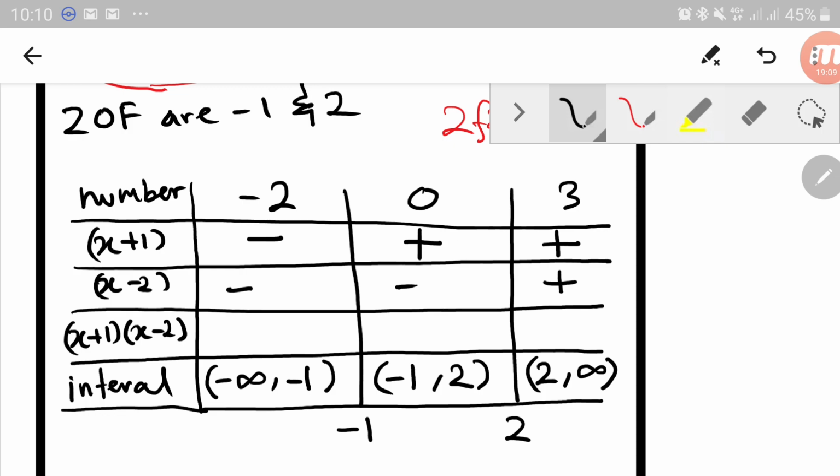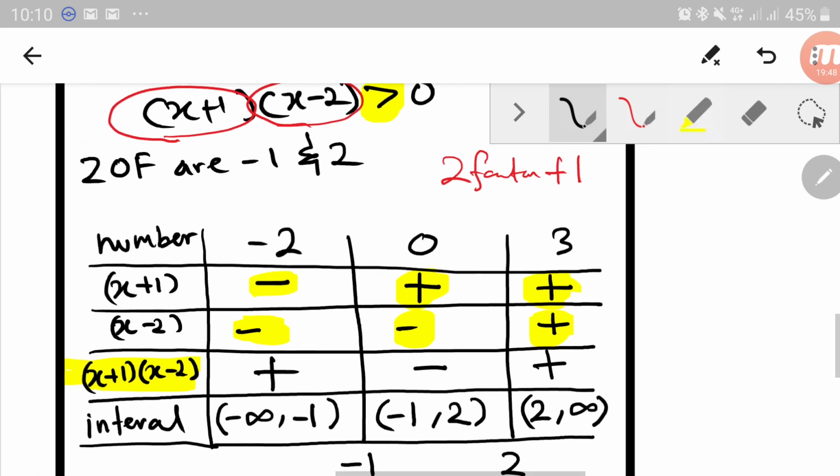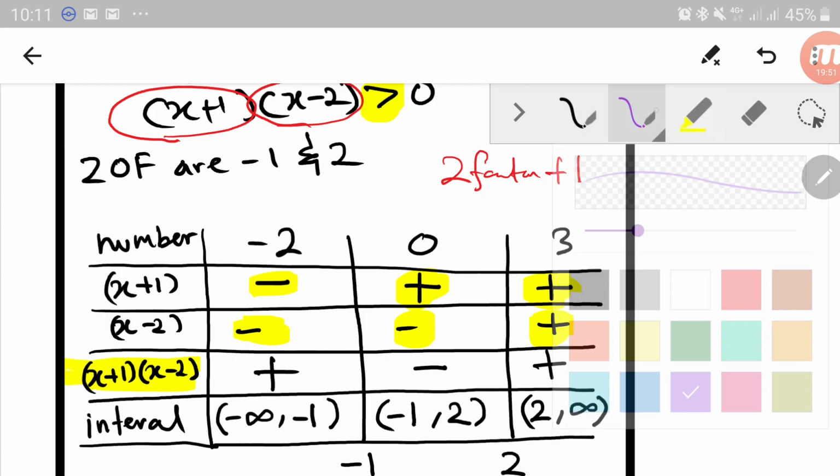So for the first two rows, we've done plugging in the sign. For the third one, we don't need to do the same thing anymore, because as you can see here, it's the multiplication of x plus 1 and x minus 2. So we might as well multiply the signs over here. Something negative multiplied by something negative, we will get something positive. Something positive multiplied with something negative, we will get something negative. And last but not least, something positive multiplied by something positive, we will get something positive. So we've done with that, and then we want to choose which one we want.